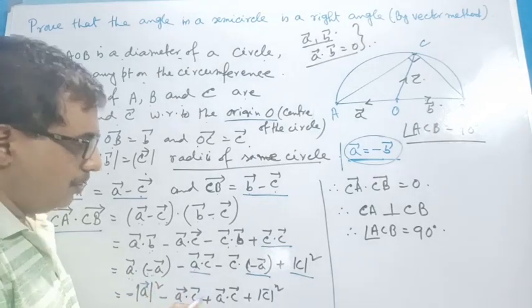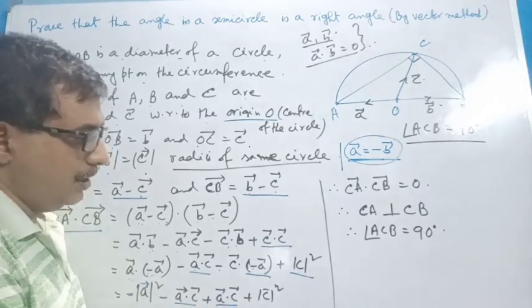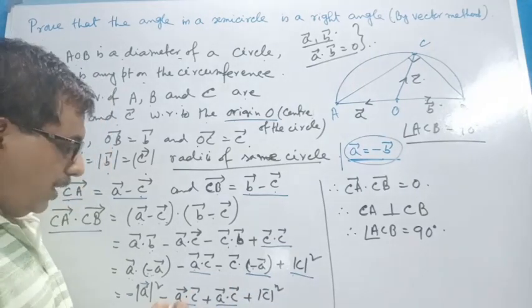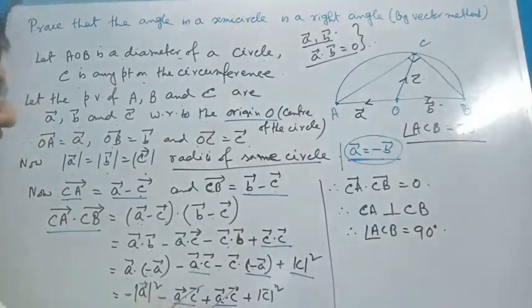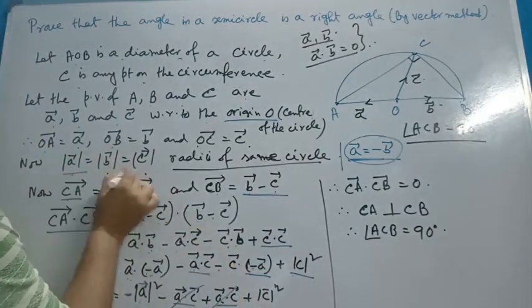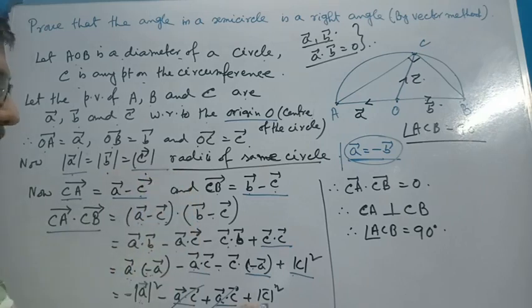This is minus of A dot C. This is minus minus plus A dot C. This is mod C square. So A dot C minus A dot C cancel out, and mod A is equal to mod C. It is written here mod A is equal to mod C. So mod A square is equal to mod C square. This is minus, this is plus, so cancel out.